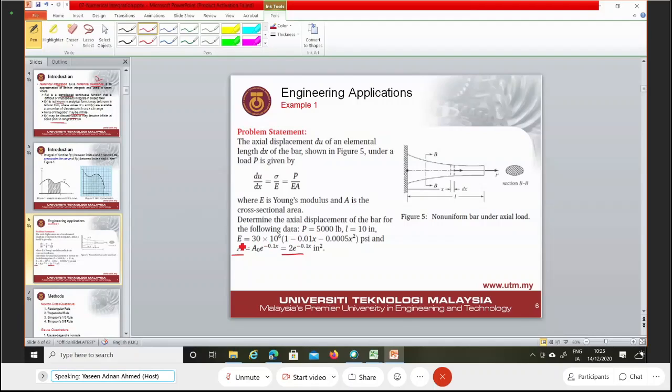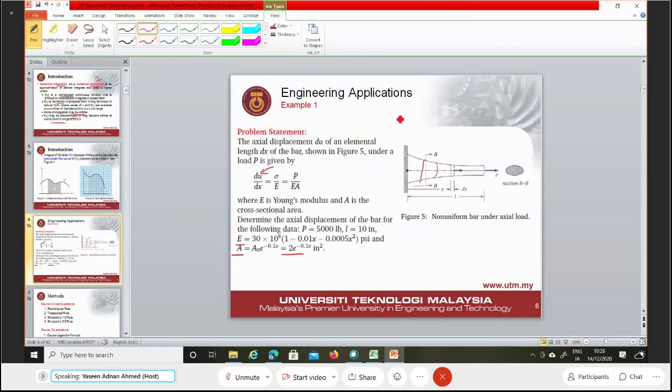So those are the two equations. It means that the relationships of A and E with respect to x are given. If you draw any particular cross section based on the value of x, you can calculate the value of A and E for that particular station or section. The displacement change with respect to x is given by P by EA, where E and A are functions of x and P is the load, and the length is given as 10 inch. So you have to find the axial displacement. It means you need to find the value of u.